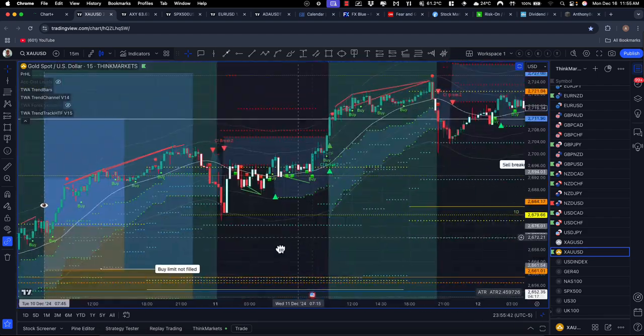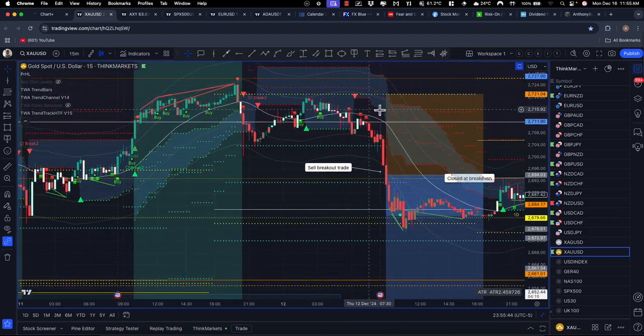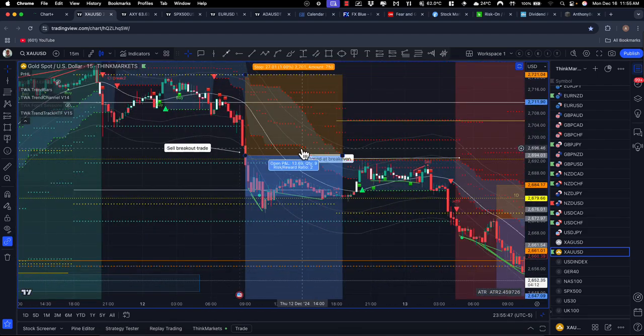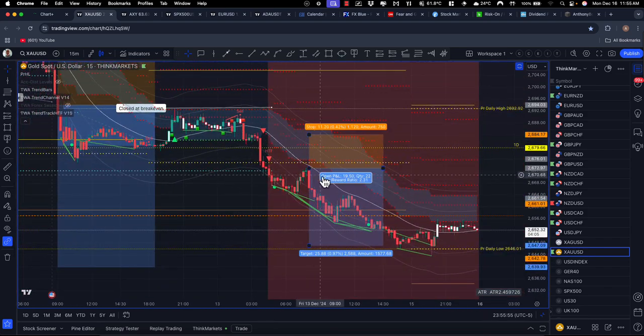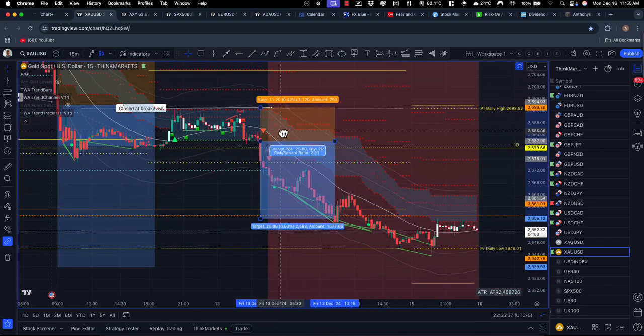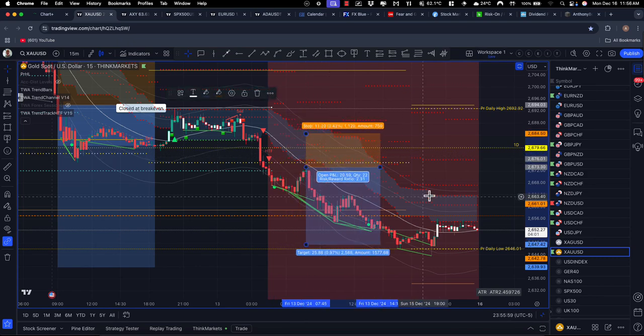Anyway, so that's gold, or that was gold, and then we had this bearish move here. I sold on this breakout. It got closed at break even there, and then the red zone kicked in, and that would have been a nice opportunity back up in here or here.